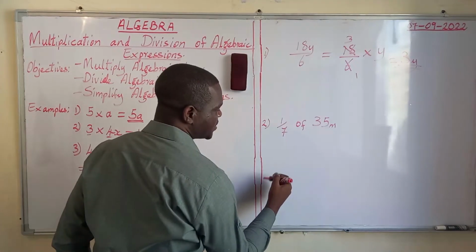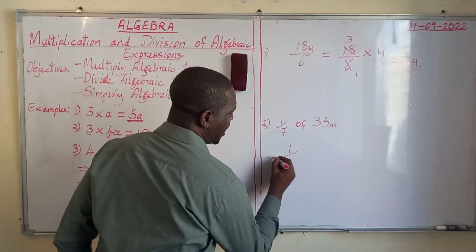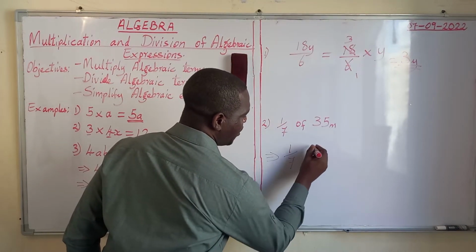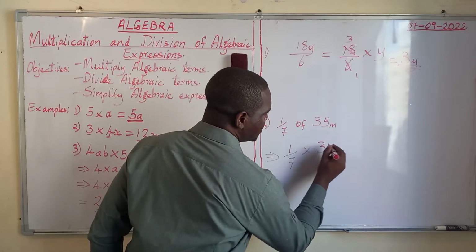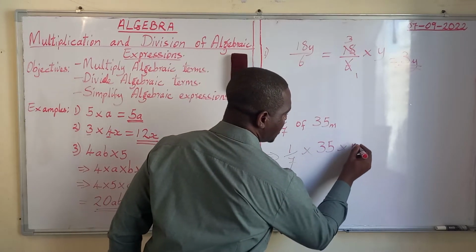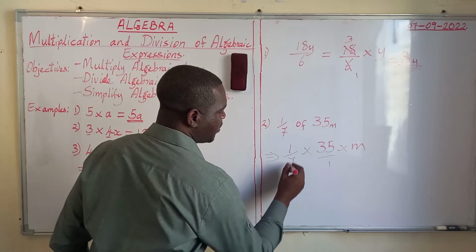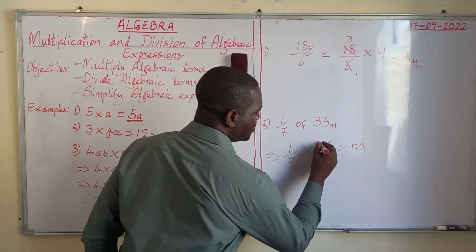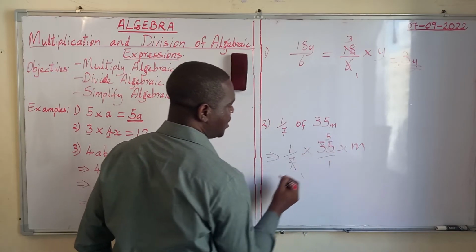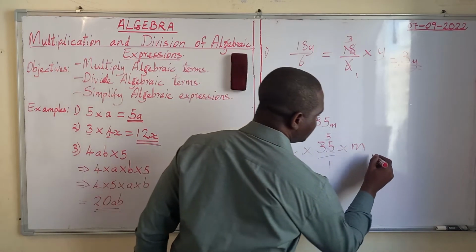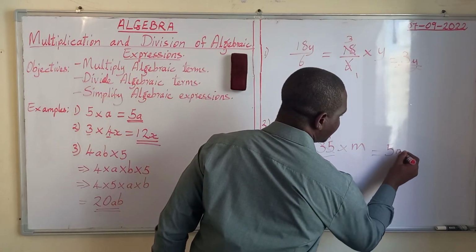As far as this is concerned, you can write this out as 1/7 of means multiplication, 35 times m. You can express this all over 1. 7 into 7 1 time, 7 into 35, 5 times. 1 times 5 times m is going to give us 5m.